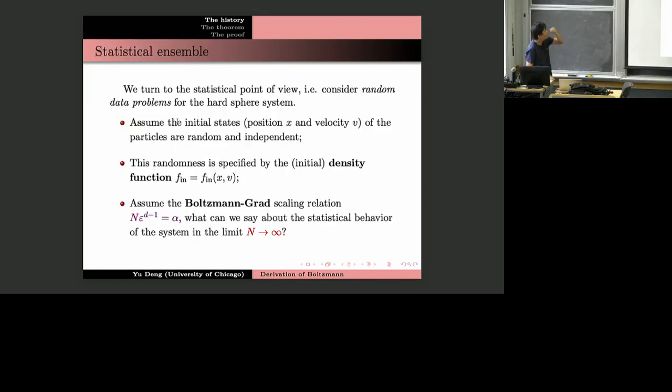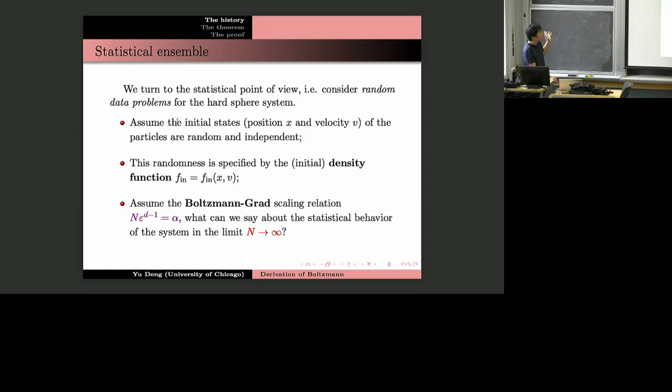Okay, so we turn to the statistical point of view. That is, we consider random data problems for this hard sphere system. This is a dynamical system or ODE, and then we are considering random initial data. We'll make this assumption, which is called the molecular chaos assumption, that the initial states, where state means position x and velocity v, of particles are independent. So they are random and independent.